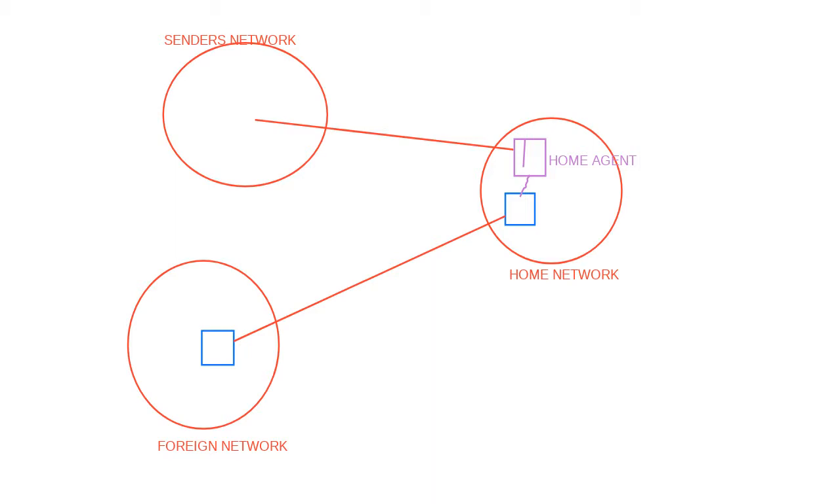But when this device is not inside over here, it is going to register itself with the home agent when it comes to a foreign network. So now the home agent can forward the information to this node. Ayush, hopefully this is clear. I tried to simplify the whole thing.